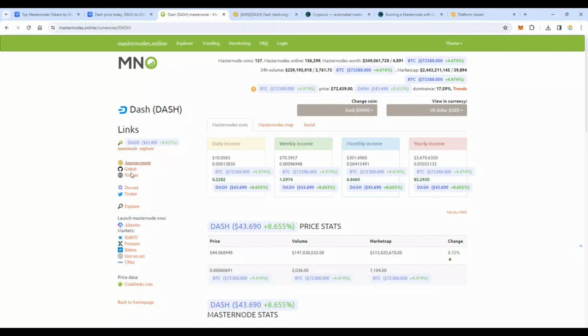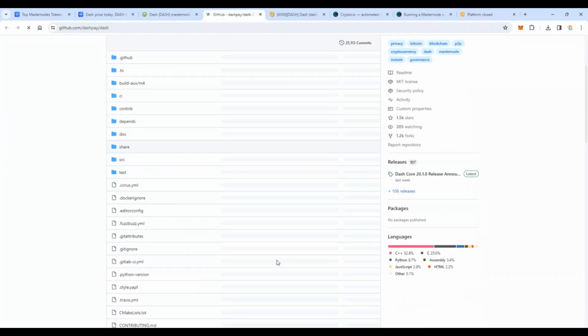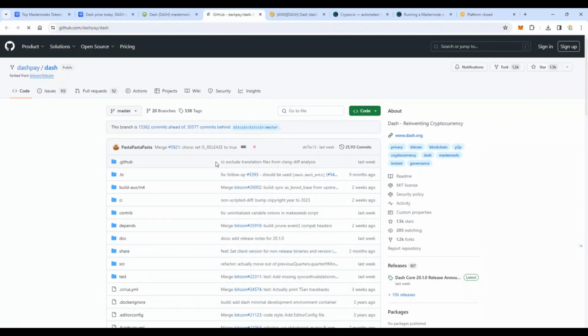Then we have the GitHub. If you want to see the code and if there have been any updates to the code, you can always come to GitHub. This is way more advanced, and most people might not understand GitHub. But basically, if there is any update on the code for the project, it's done here. Software engineers and computer scientists can understand this much better than most of us.